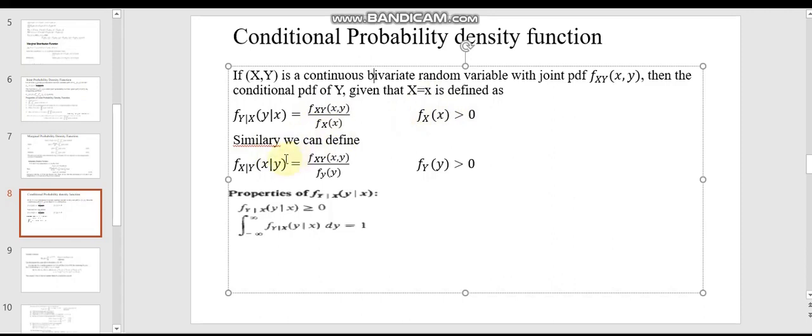Similarly, the conditional PDF of x given y is equal to the joint PDF of x and y divided by the PDF of y, where the PDF of y is greater than 0. Its properties: the conditional PDF is greater than or equal to 0, and integrating it from minus infinity to infinity, the conditional PDF is equal to 1.